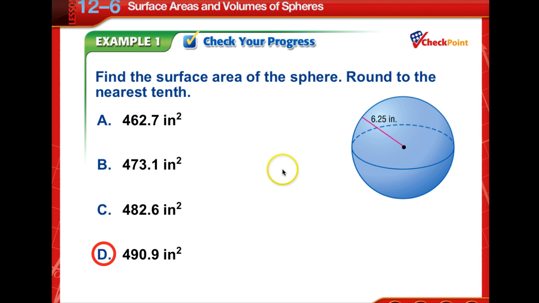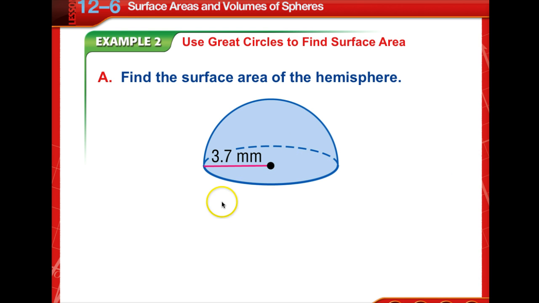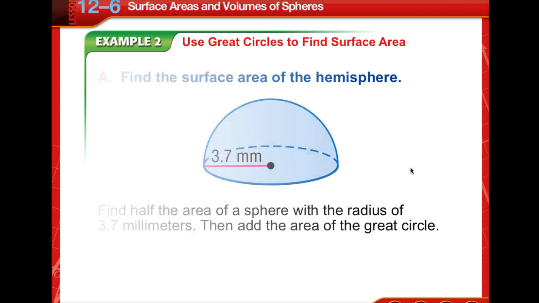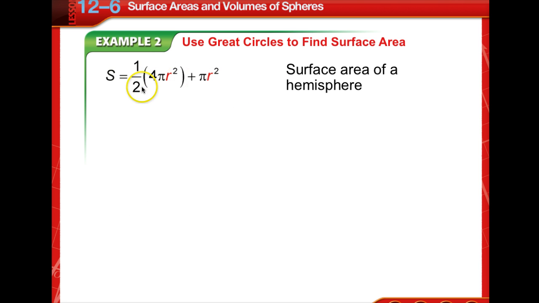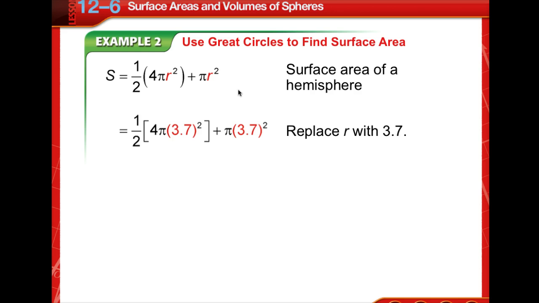4 times pi times 6 1/4 squared is 499 square inches. Using great circles to find the surface area. So we've got to find the surface area of this hemisphere. It's half of a sphere. So what we're going to do is take the formula for the sphere, take half of it, plus it has a bottom to it since it's cut in half, so we have to add the area of the circle on the base. The radius is 3.7, so it's approximately equal to 129.